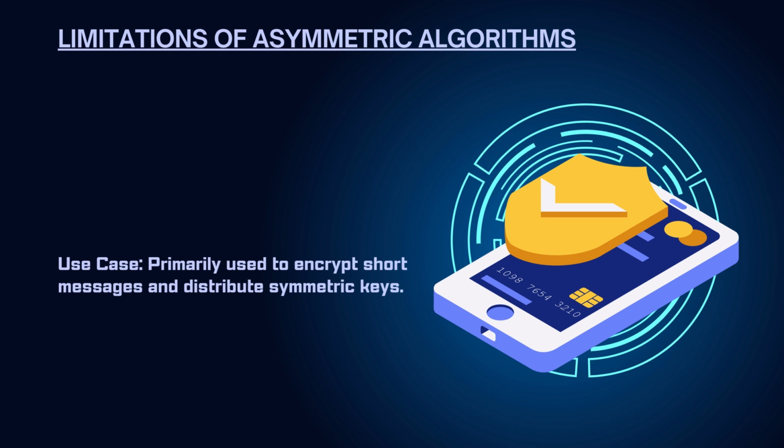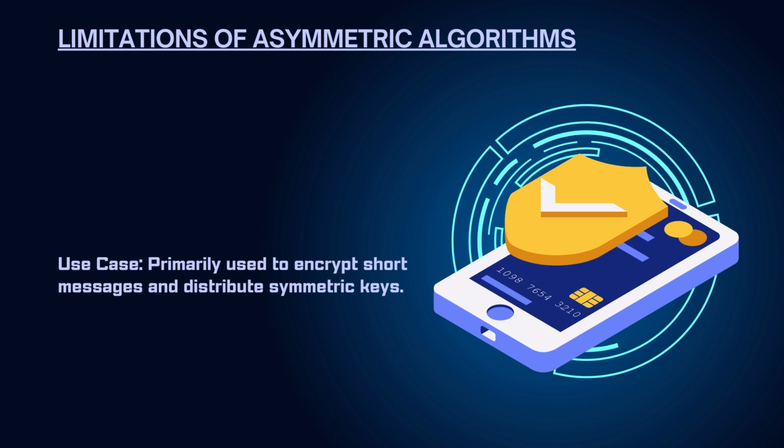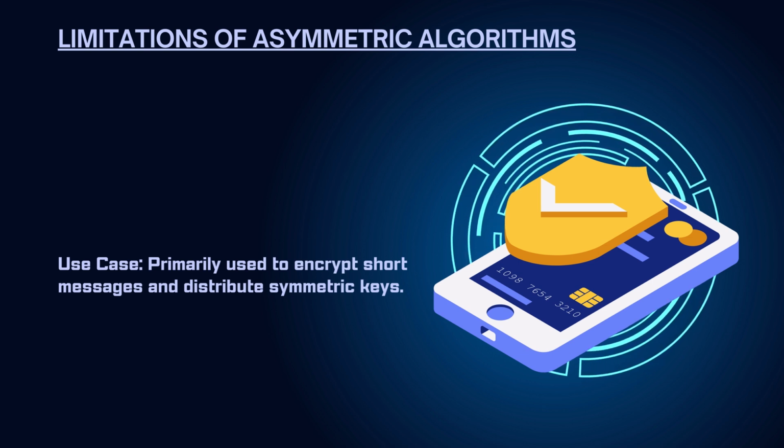Because they're slow, we mainly use asymmetric algorithms for small tasks like encrypting small messages or sharing symmetric keys securely. Here's how it works. Asymmetric algorithms handle the key exchange like a secure handshake, and then symmetric algorithms, which are faster, take over to encrypt the large data. This way, we get the best of both worlds, secure key sharing and fast data encryption.